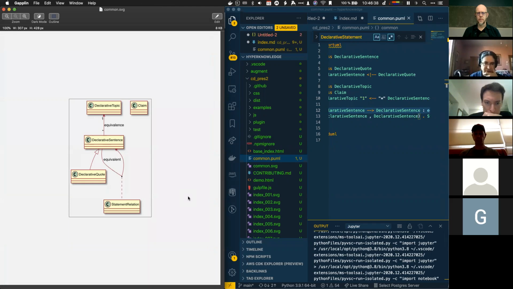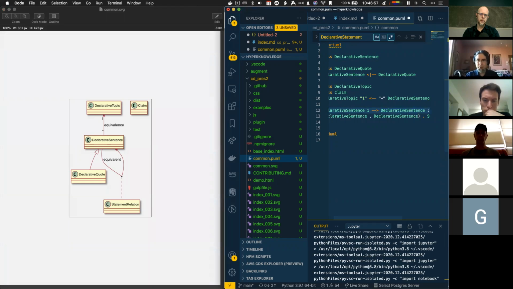So I'm saying there's a statement relation, whether it's materialized or not. Whether it's materialized as a class or just a relation without further attributes is still open to discussion. But this is the equivalence relation. It's a many-to-many, though it's one at a time, right? The declarative topic, or I suspect claim, is the result of this equivalence relation.